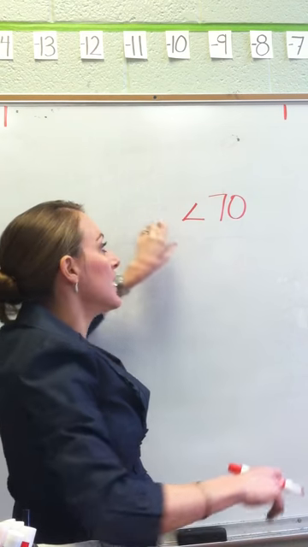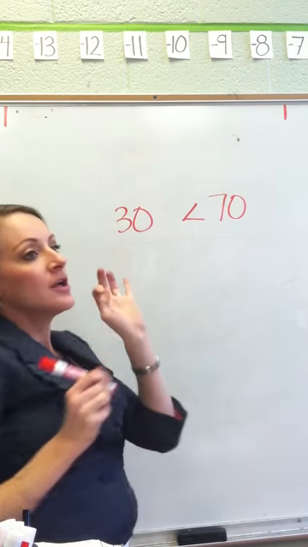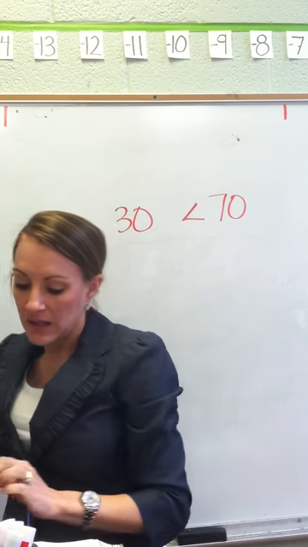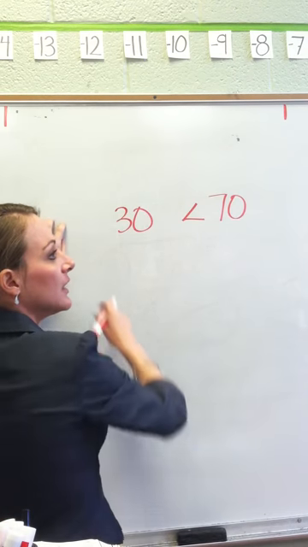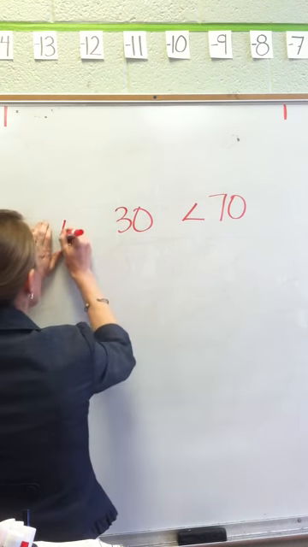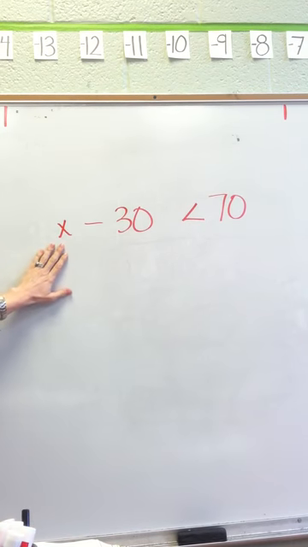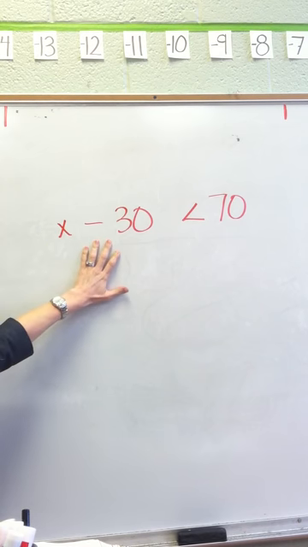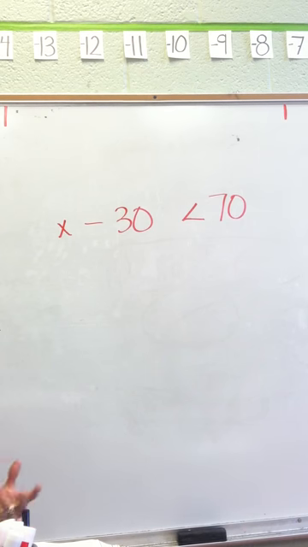All right. So what other number do we know? 30. He has sold 30. So do I have a number? And then he sold 30, which means x minus 30. So let's look at what this means. He started out with some amount. He sold 30. He has less than 70 left. So this is the inequality. So I guess the question is, how many did he start out with?